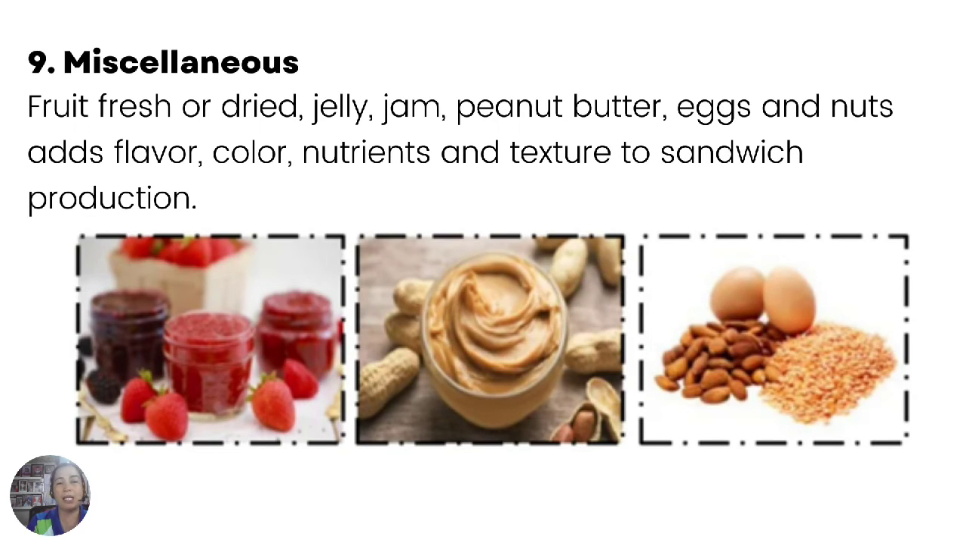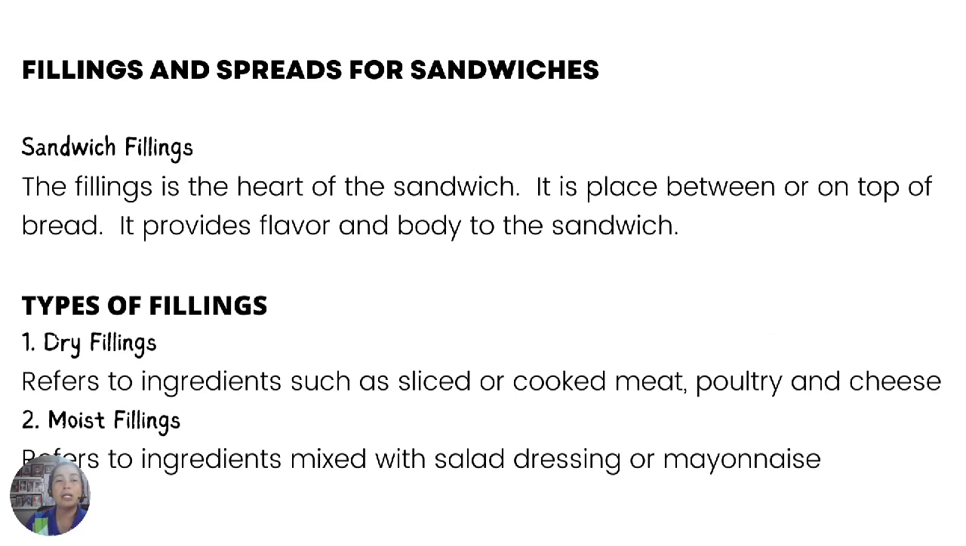And then next, we have the miscellaneous. O, ito yung mga karagdagan lang, mga optional lang, kumbaga. So, we can also use dry jelly, mga fresh fruit, jam, mga peanut butter, eggs, nuts, no? Kung gusto natin dagdagan pa yung flavor and color plus texture ng sandwich production natin. So, provided na dapat, again, nagka-complement at masarap pa rin siya tikman or lasa.